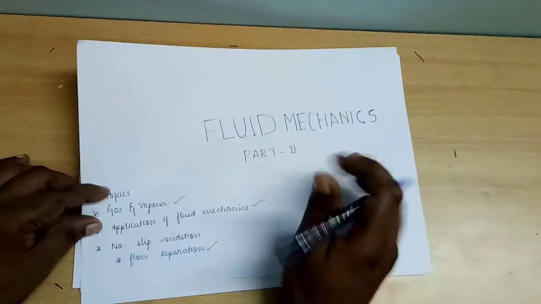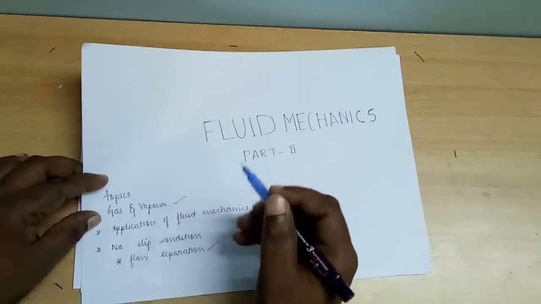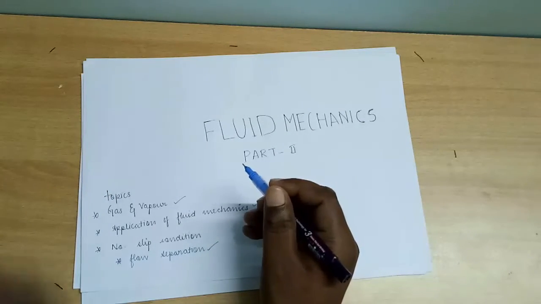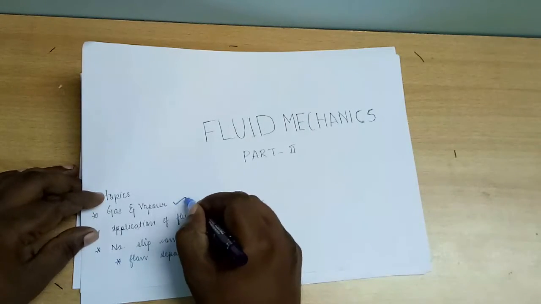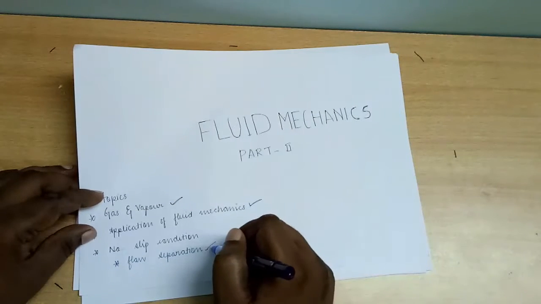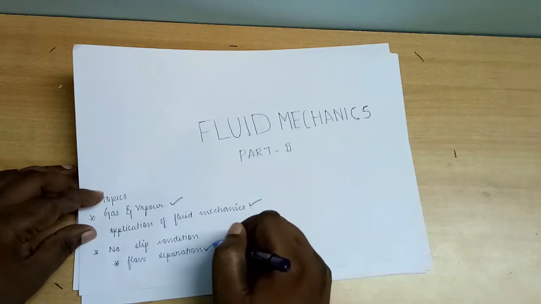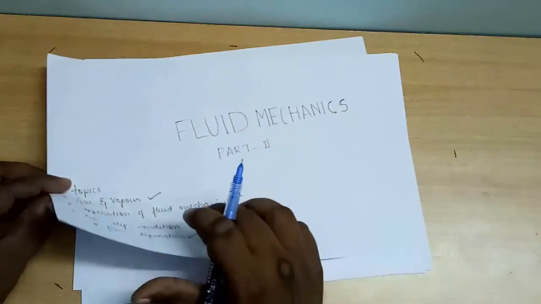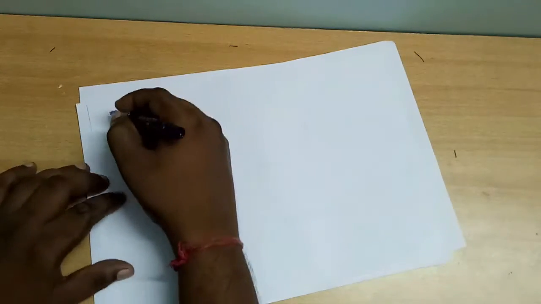So the first thing that I want to discuss in fluid dynamics, fluid mechanics is vapor and gas. I will be discussing gas and vapor, then applications of fluid mechanics, then non-slip conditions, and under non-slip conditions I will be discussing fluid flow separations, right? So moving on to the first one, that is gas and vapor, right?